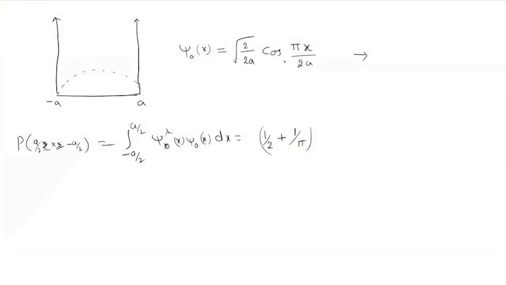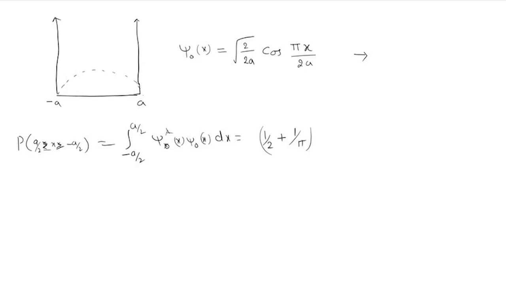So there will be a cos square. When you have a cos square theta, you write it in terms of cos 2 theta and 1. And then you do the integration. And yeah, something like that.